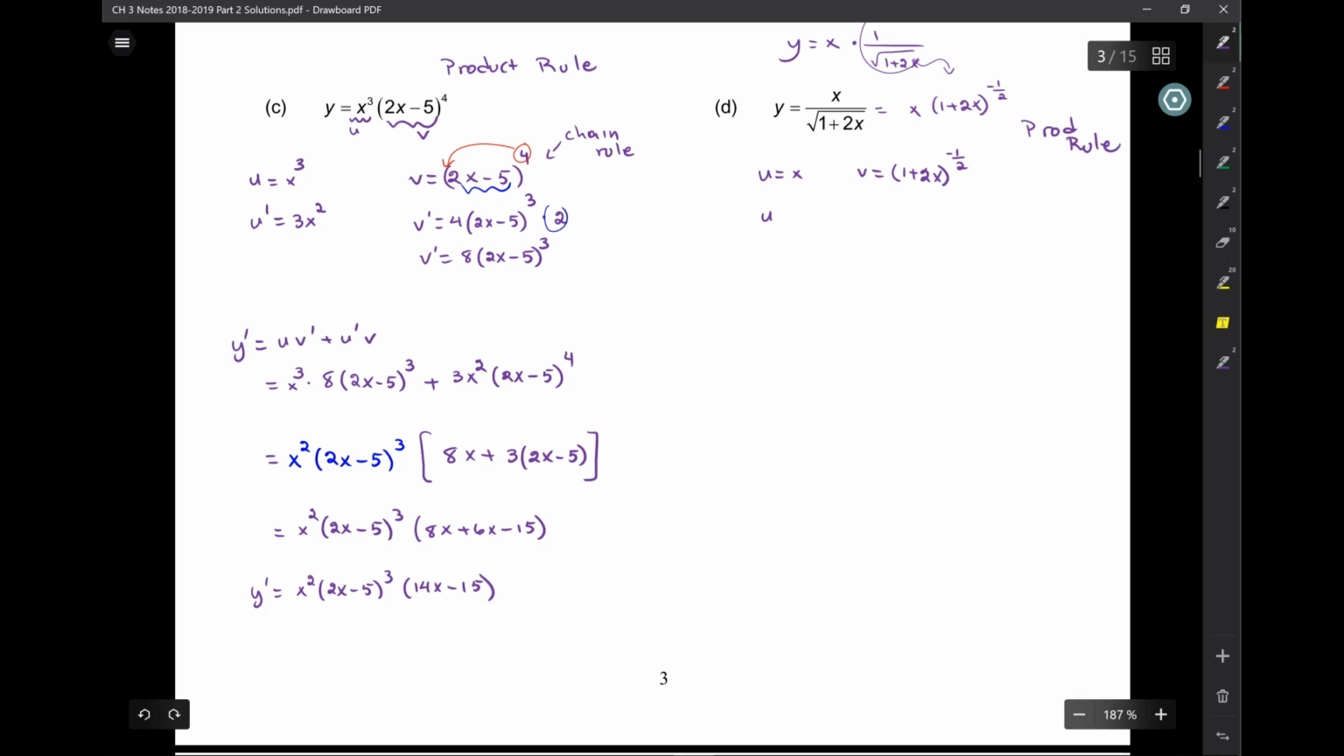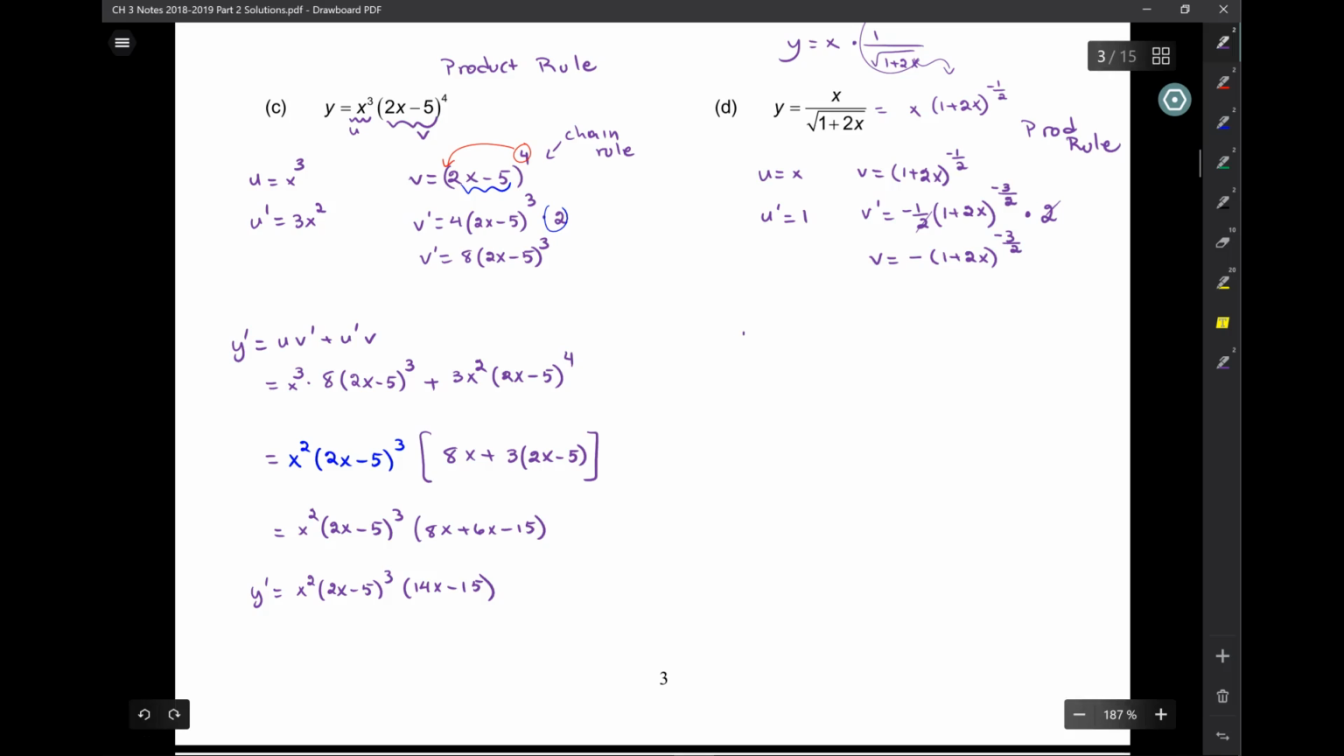All right. So what's u prime? 1. That was easy. V prime, negative 1/2, 1 plus 2x to the power of how much? Negative 3 over 2. Okay? Are we done? The chain rule. Times 2 for the inside. But look, that's kind of cool because then these cancel. So this is negative 1 plus 2x to the power of negative 3 over 2.